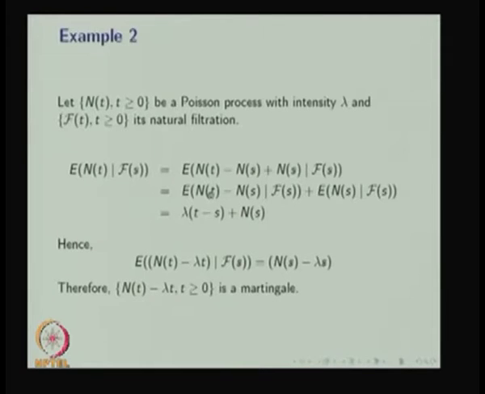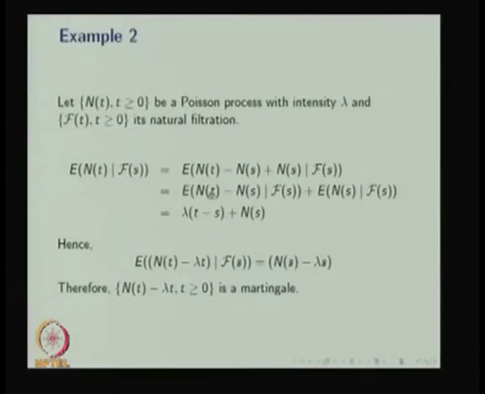If it is independent, the conditional expectation is nothing but the expectation of N of t minus N of s. You know the Poisson process properties. Since N of t is a Poisson process, N of t minus N of s for fixed t and s is a Poisson distributed random variable with the mean lambda times t minus s. Therefore, this conditional expectation will be lambda times t minus s, because N of t minus N of s is independent of F of s.